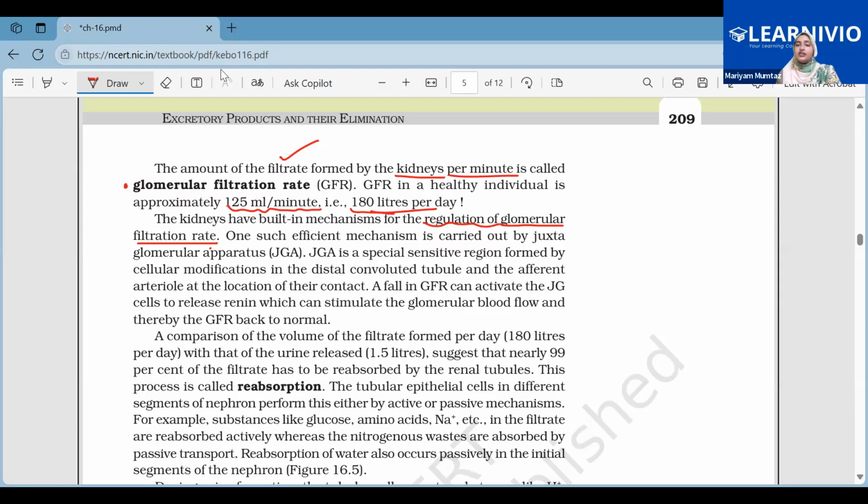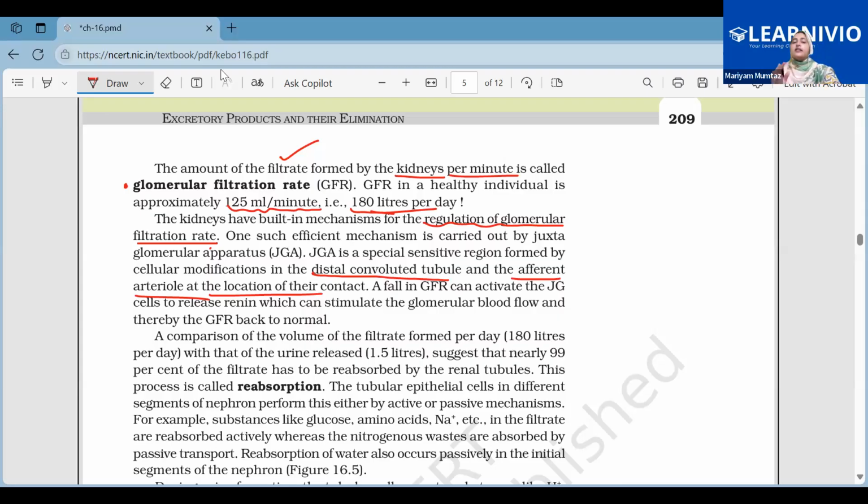One such efficient mechanism is carried out by the juxtaglomerular apparatus, JGA. This is a special region. How is this region formed? It is formed by the cellular modification in the DCT and the afferent arteriole at the point of their contact. That special modification or association at the point where the DCT and the afferent arteriole contact is called the juxtaglomerular apparatus.